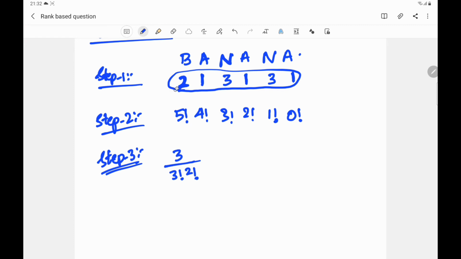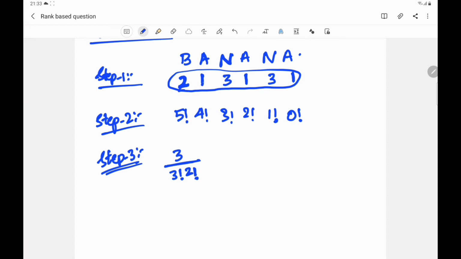Because we are starting here, you have to include this rank, as well as all the other ranks to the right of 2, and you need to divide this by how many repetitions there are. So this 3 factorial we have written because 1 is appearing 3 times and 3 is appearing 2 times. This is the only change from the earlier questions. So now let us go on solving this.